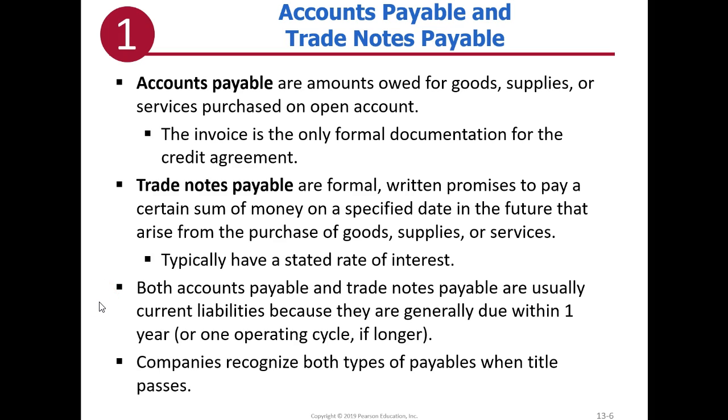Just so you know, firms usually classify accounts payable and trade notes payable as current liabilities because they're generally due within 1 year or the operating cycle. Let's take a look at an example.